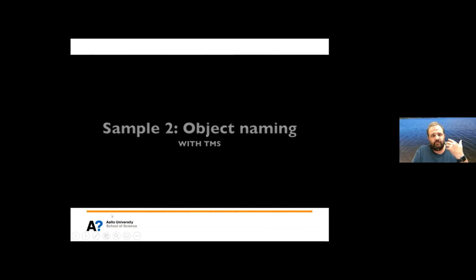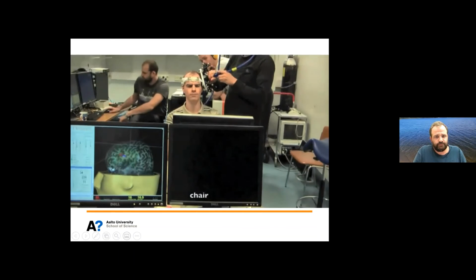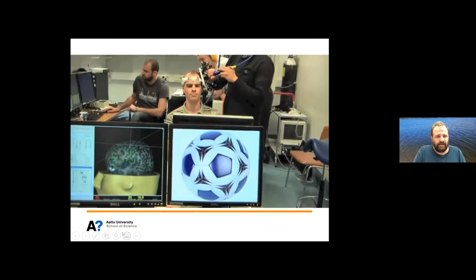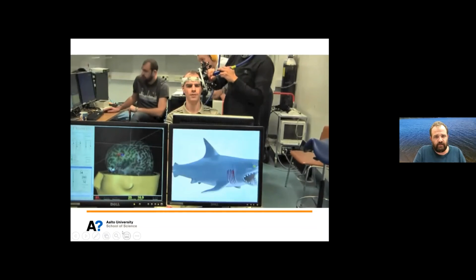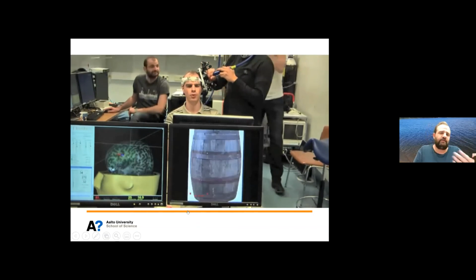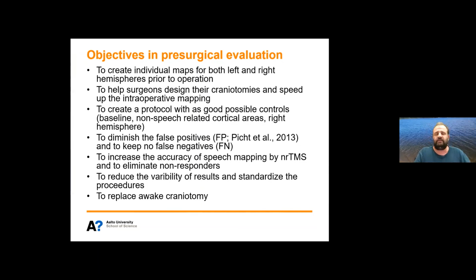So only the ones that are well performed are used, and we move the coil until we find an error. Here is an error. The coil moved though. We go back and we find the error again. And then the experiment can continue. And you can use different kinds of naming paradigms, object naming and action naming and many other things.